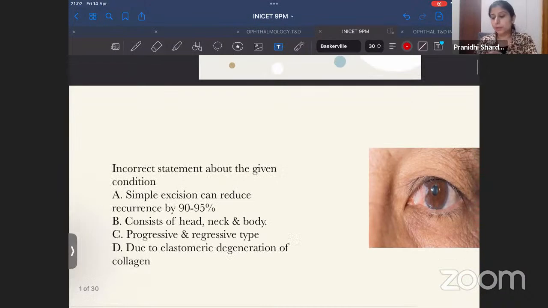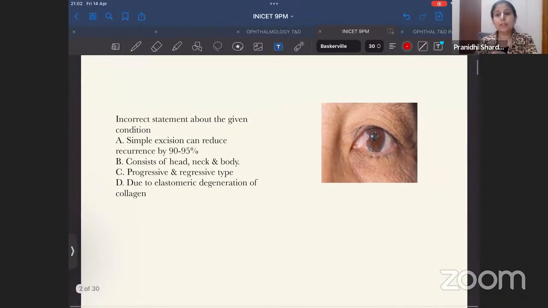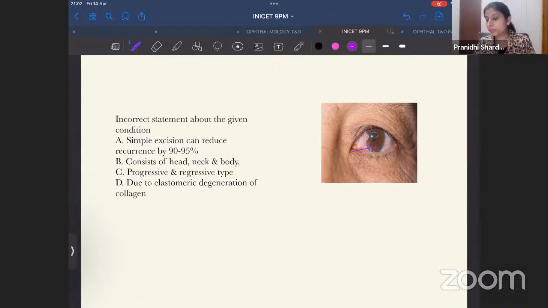So let us begin with the first question. This question is an image-based question which asks for the incorrect statement about the given condition. Since it is an image-based question, firstly we'll see the image. We can see that this is the pterygium. This is a very direct question, pterygium. Now let us look at the options.